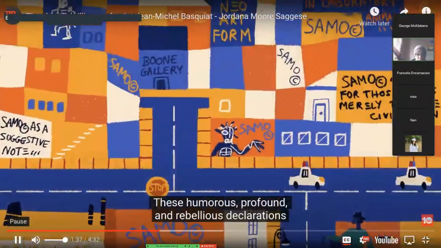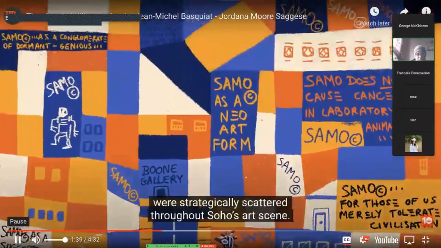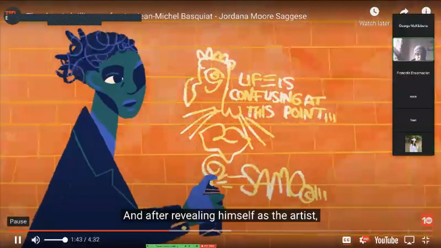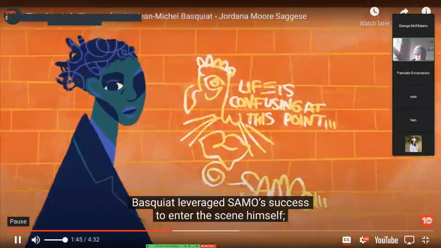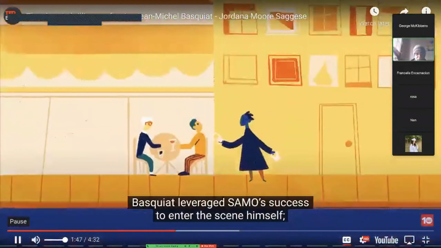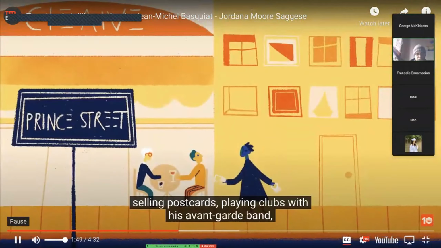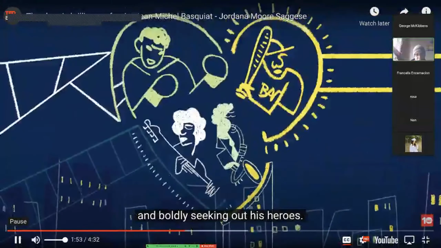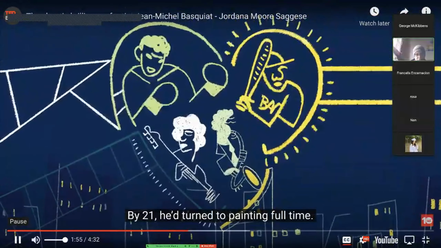These humorous, profound, and rebellious declarations were strategically scattered throughout SoHo's art scene. And after revealing himself as the artist, Basquiat leveraged SAMO's success to enter the scene himself, selling postcards, playing clubs with his avant-garde band, and boldly seeking out his heroes. By 21, he turned to painting full-time.